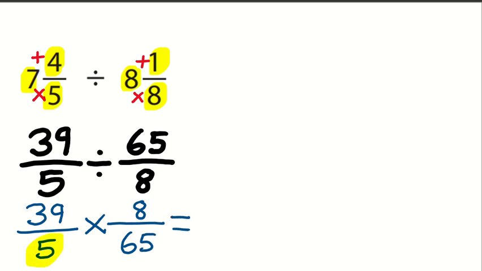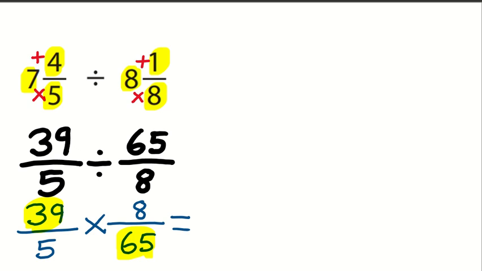Let's look at 5 and 8. What is the biggest number that goes into 5 and 8? Well, 1, so that's not going to help us. It has to be greater than 1. Let's look at the other diagonals. 39. What is the biggest number that goes into 39 and 65?